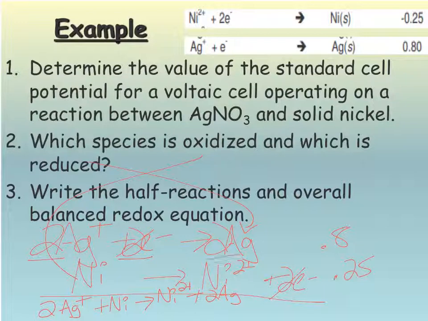Even though I multiplied this equation by 2 to balance out my electrons, my voltage does not get multiplied by 2. You just never do that in a redox reaction. So my total voltage is going to be 1.05 volts. And there's my Ecell.